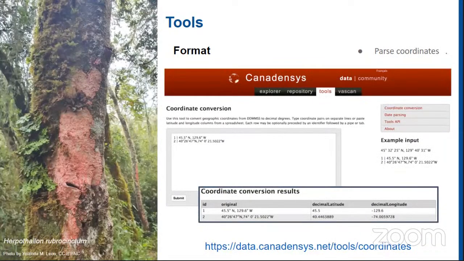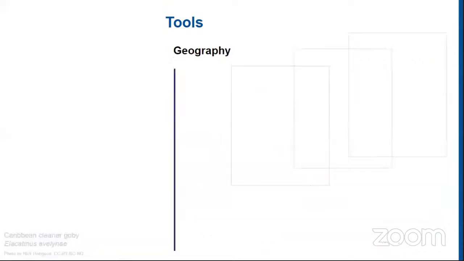Another tool that Canadensis provides is for parsing coordinates, and the rationale is similar to the dates one. We provide original coordinates in, for example, a format that is degrees, minutes, seconds, and it gives back the values for decimal latitude and decimal longitude. So not only does it divide it into latitude and longitude, but it also does the conversion into decimal degrees. So this one is also a very useful tool.